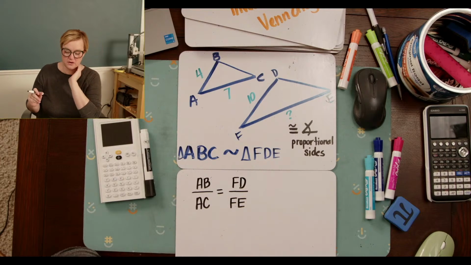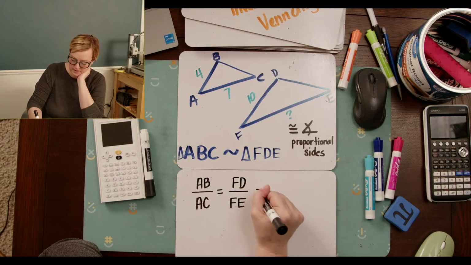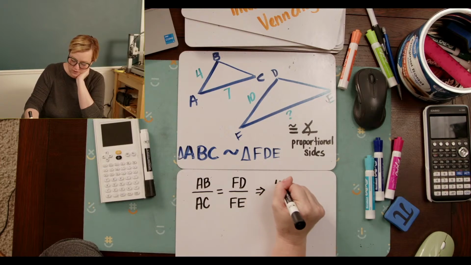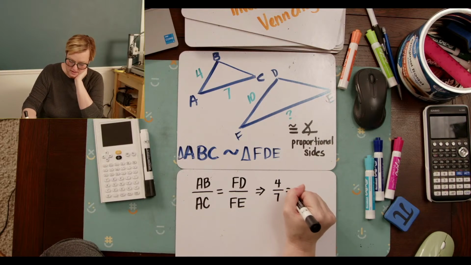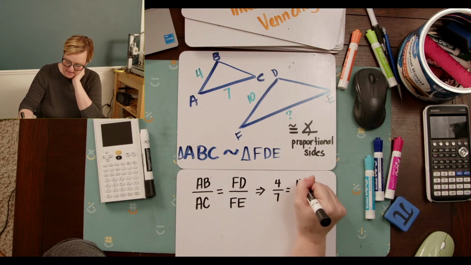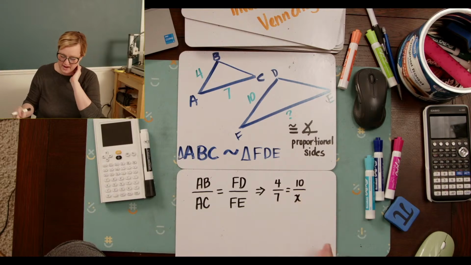So now I'm going to fill in what I know. I know that AB is 4, so 4 over AC, which is 7. And I've got FD is 10. And FE is my question mark. I'm just going to go ahead and call that X.